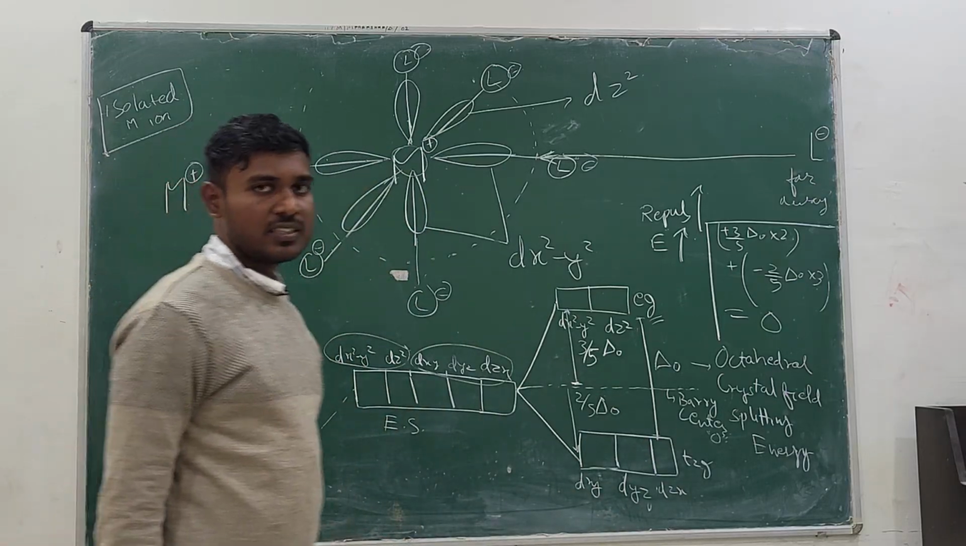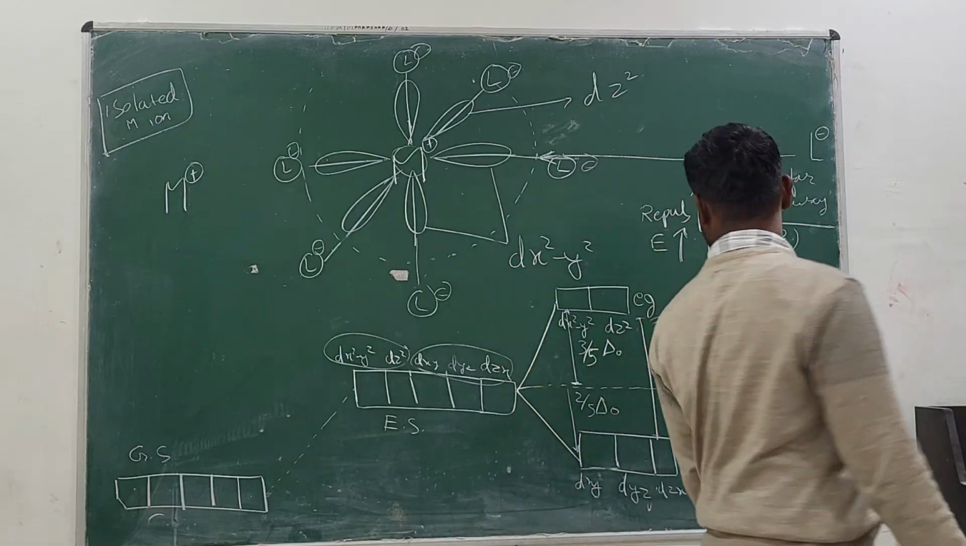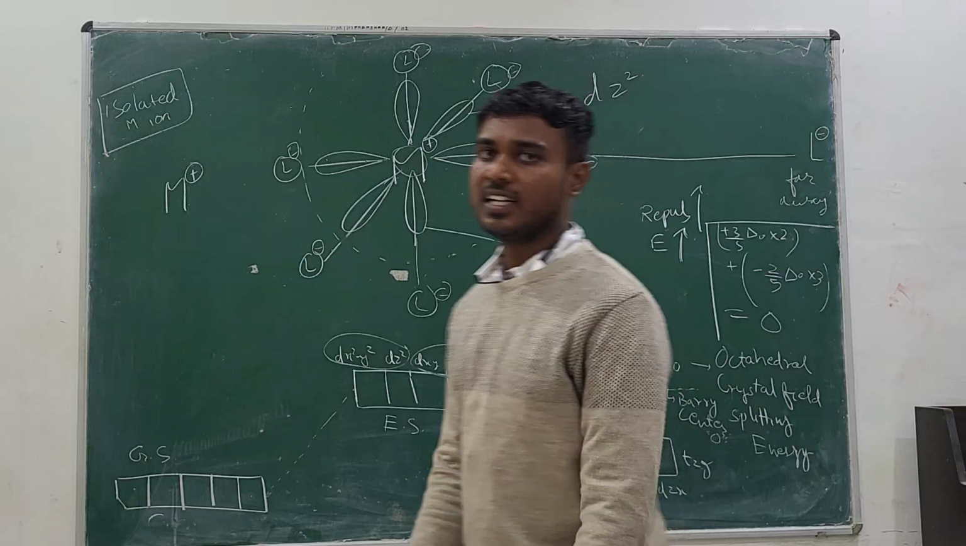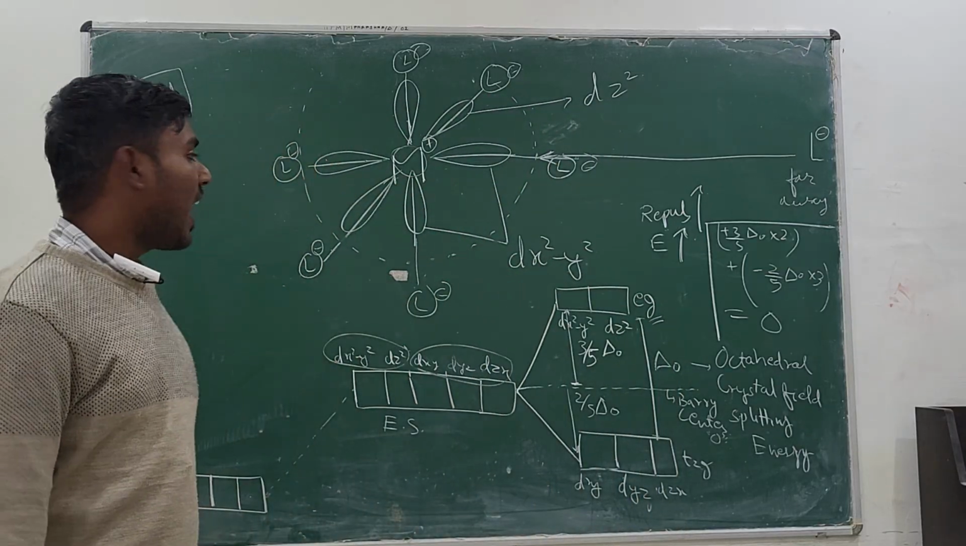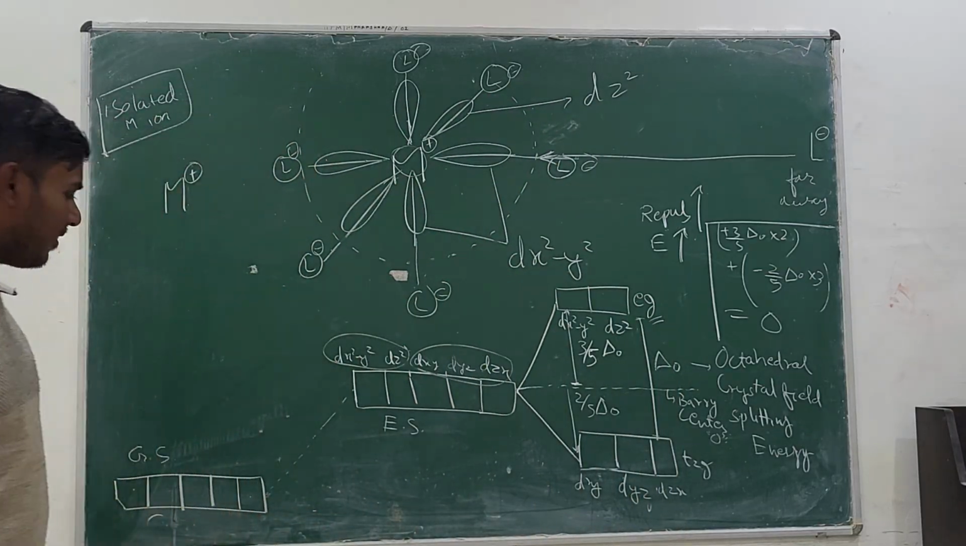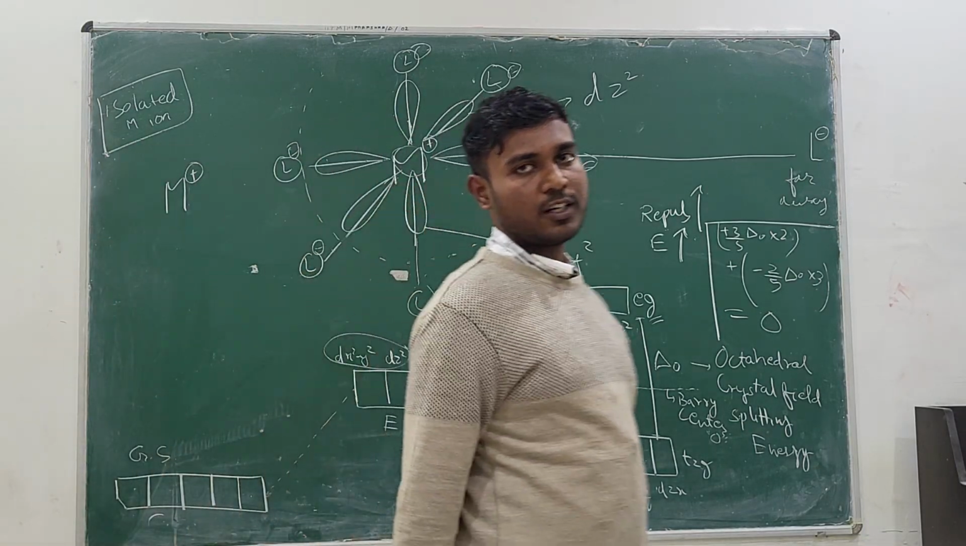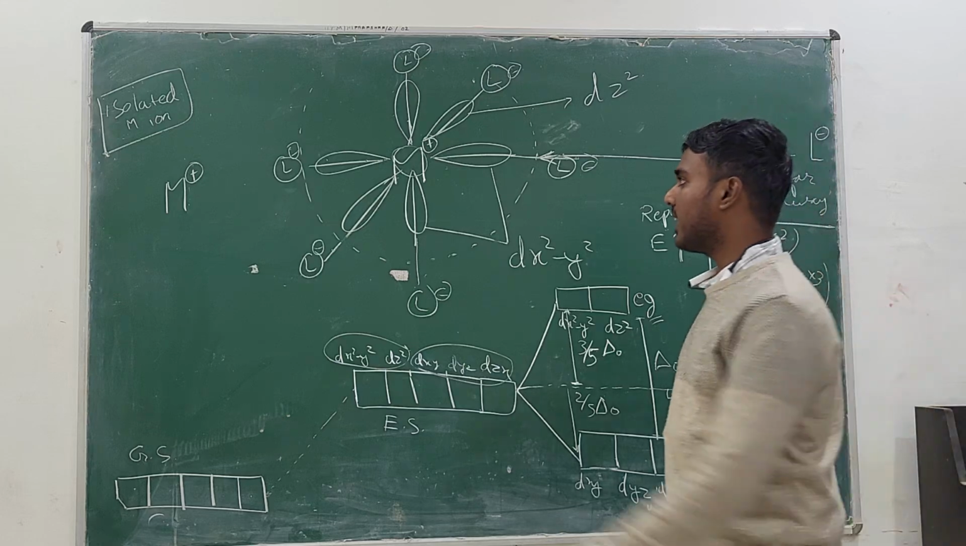So I hope now this is clear how the octahedral metal complexes are formed, as explained by CFT in this way. Now we will move forward towards the formation of tetrahedral complexes.